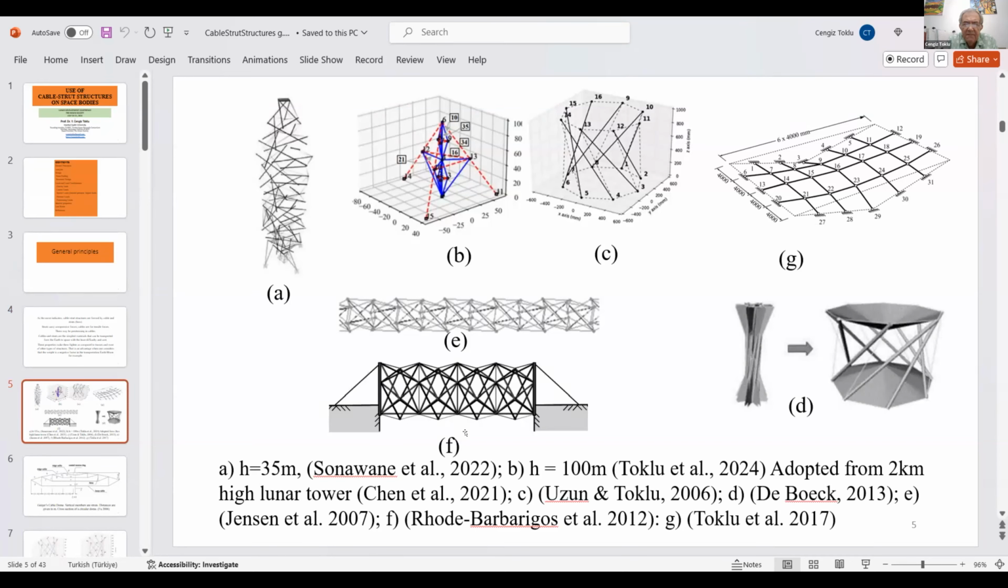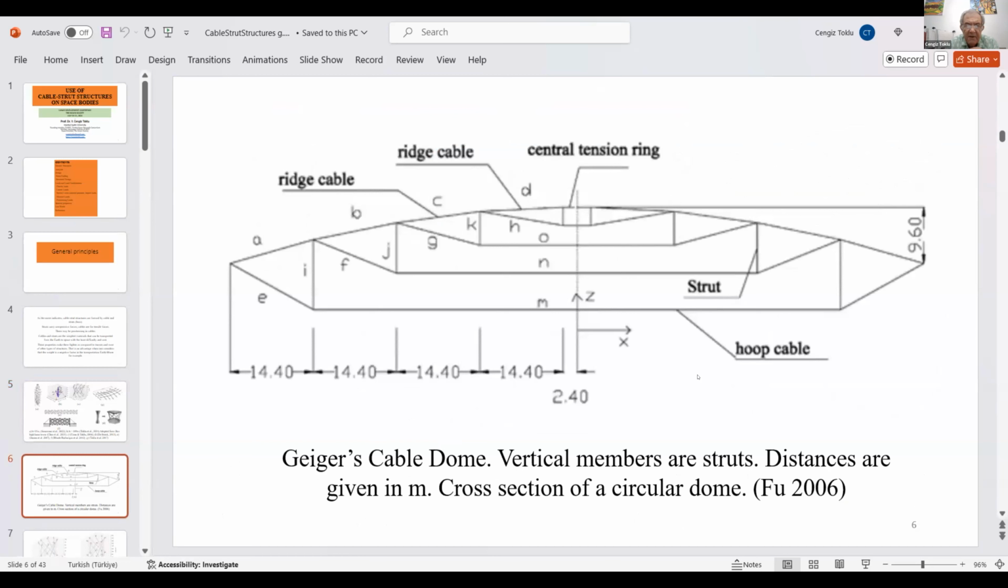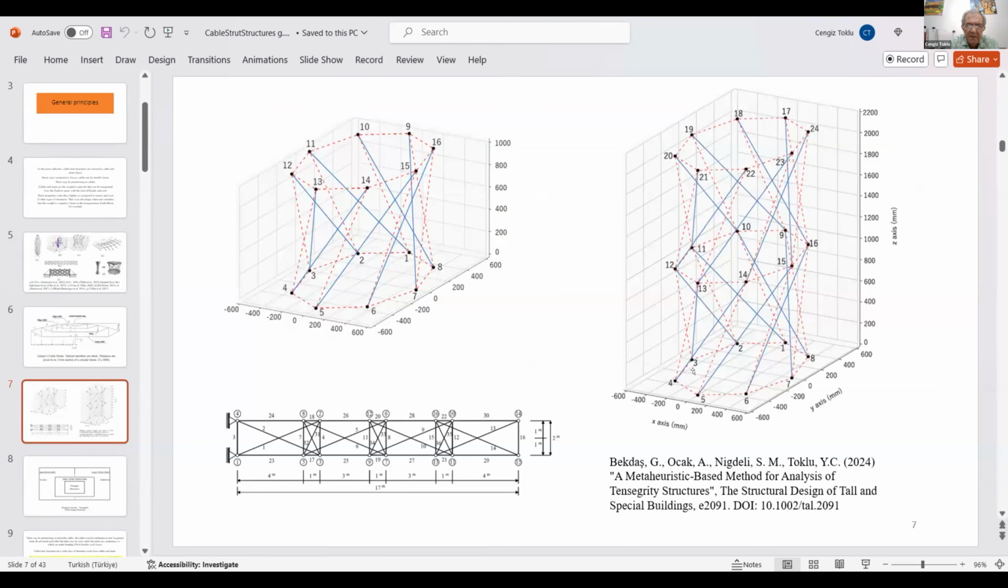Here we are seeing different types of cable-strut structures. We may have towers, we may have bridges, we may have the type of structure here, which may be deployable, which can be deployed so that it can be used very easily, can be carried there very easily. And this is a dome that can be done using cables and struts. This is another way of using them.